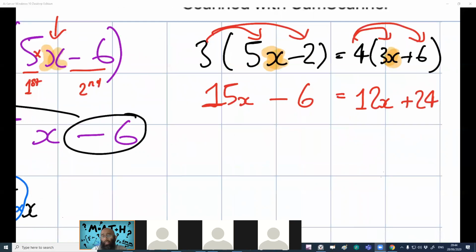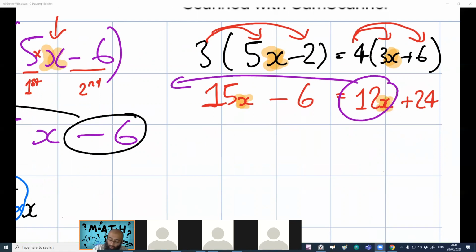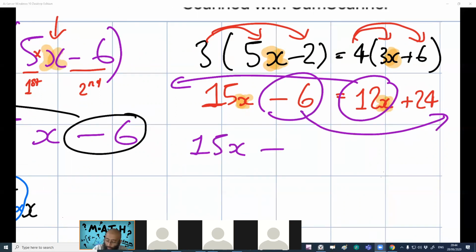Now that we release the x from the bracket, we need the x's onto one side. So which x shall I move first? The 12. Beautiful. You always move the smaller one towards the bigger one. If you move the x's to the left, you got to move the numbers to the right. Nice and easy. Simple as that. So opposite of add 12x is minus 12, and then the opposite of minus 6 is add 6.